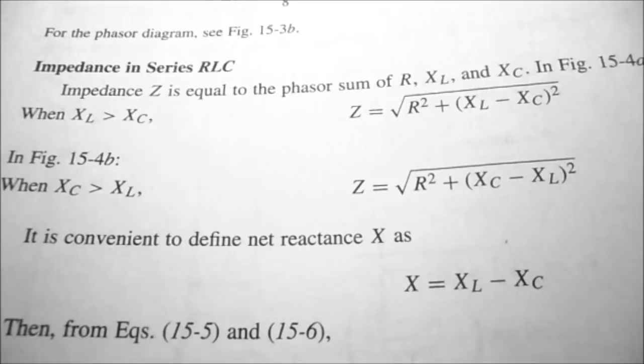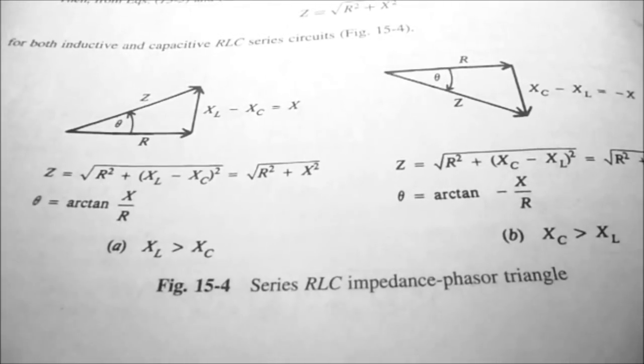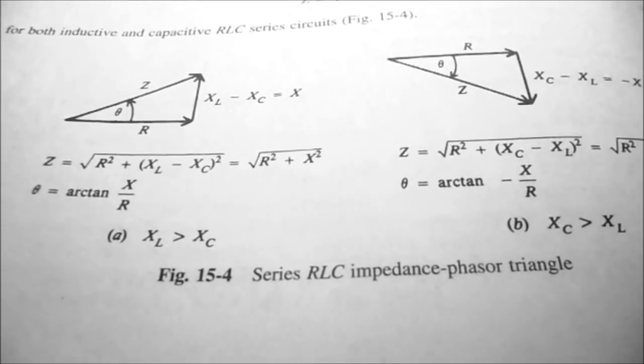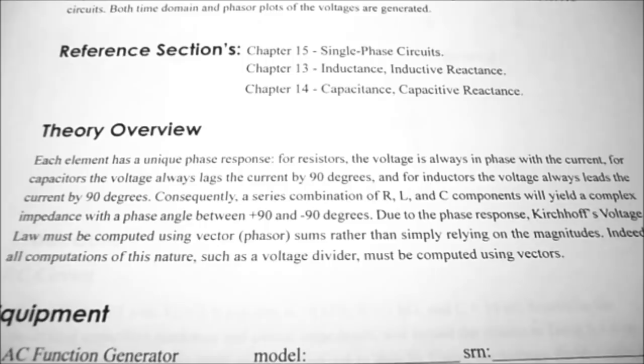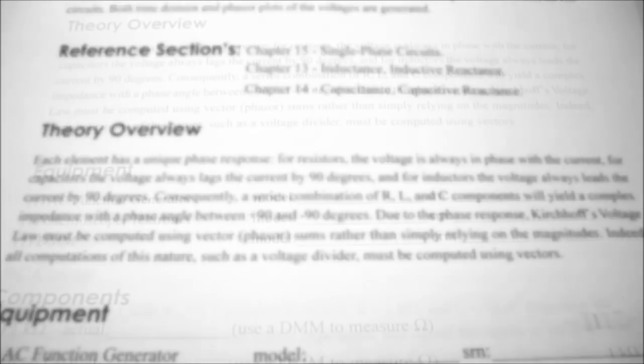They cover impedance in a series RLC circuit, and figure 15-4 gives you the series RLC impedance phasor triangles. We have a brief theory overview stating that each element has a unique phase response, so we need to keep this in mind when we're doing our calculations and viewing the output signals on the oscilloscope.